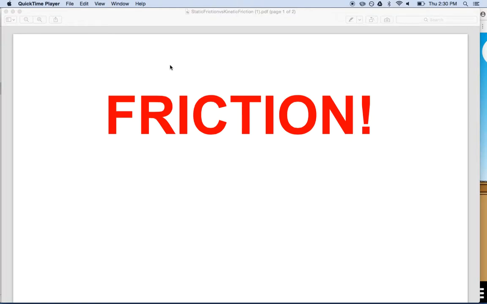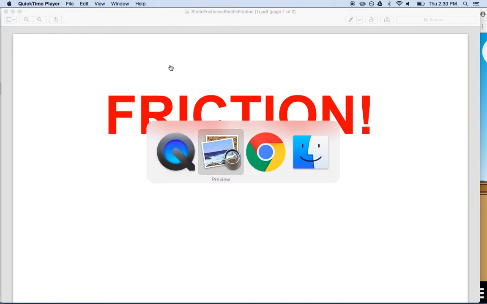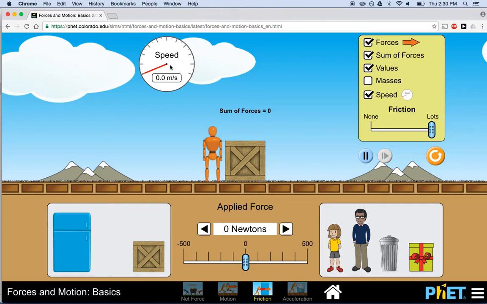Let's talk about friction. We haven't had a chance to do this in class, so here we go. We're going to start off with a good old PhET simulation, and play around with friction a little bit. Here's our little guy. He's going to apply a force to this box. We can use this slider over here to change the amount of force.